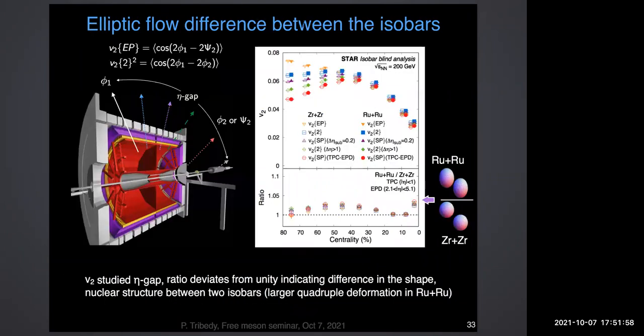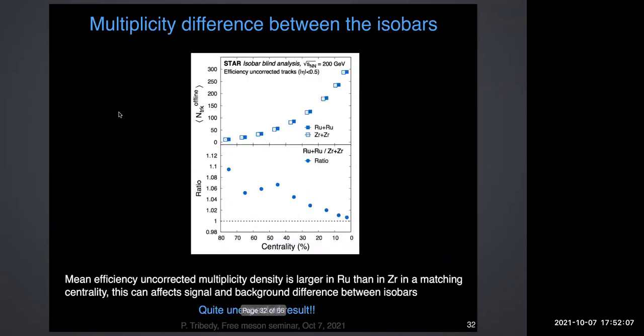Then the results of elliptic flow. Elliptic flow is measured according to these equations. I told you cosine phi. Sorry, go back to the previous slide. I wanted to see which one. So the higher multiplicity comes from the larger nucleus, right? No, smaller, because the energy is the same. The density is larger in the ruthenium. Thanks.